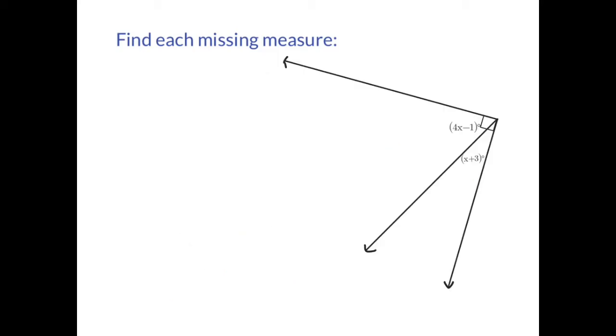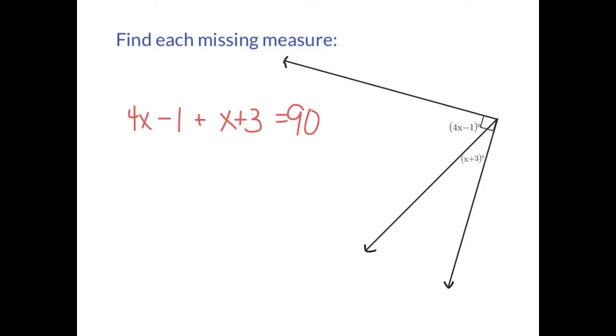In the second example, it's a little flipped around, but there is a box, a square marking in here notating that this is 90 degrees. So these two angles are complementary. So I know that they add to equal 90. So that's what I'm going to do. I'm going to set it up by adding the 4x minus 1 plus x plus 3. Those two angles added together equal 90.